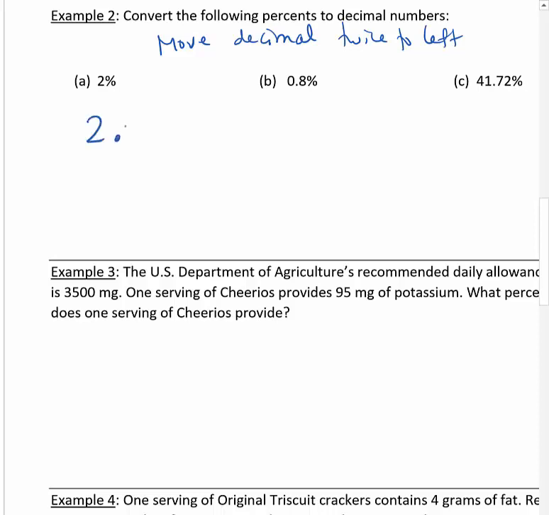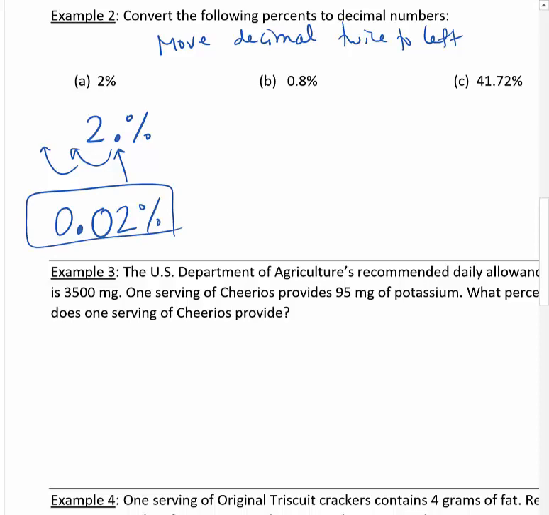Okay, so right now it's 2 and then decimal percent. Because even though in part A I don't see a decimal point, any whole number has an invisible decimal to the right of the last digit. So it's 2 decimal percent. If I move the decimal twice to the left, it gives me an empty space. So I'm going to put a 0 there.